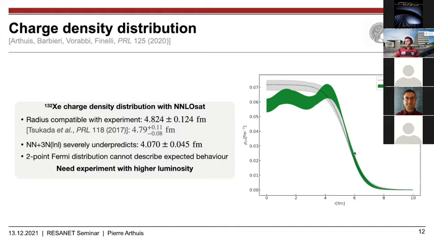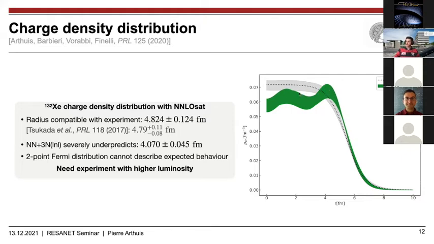And another interesting thing is, the surface behavior, and I haven't mentioned it yet, but this two-point Fermi distribution that you see here, the dotted line and the gray arrow bands, is the two-point Fermi distribution that was extracted at Riken. So as you can see, we have a similar surface behavior, though we have a slightly larger nuclei, slightly larger radius, and we have a similar maximal density.